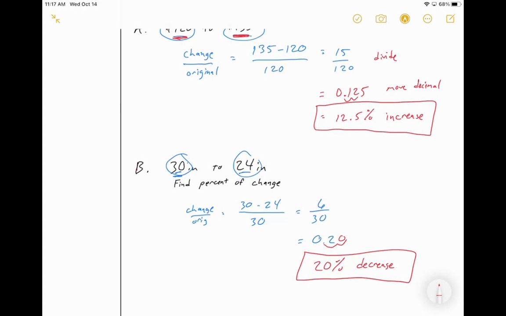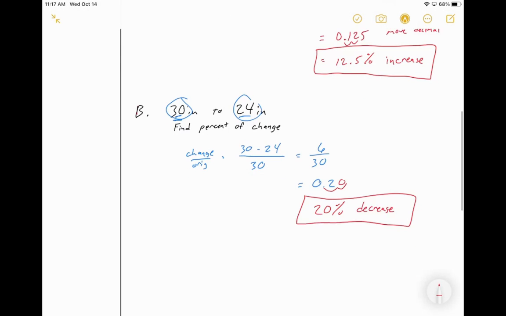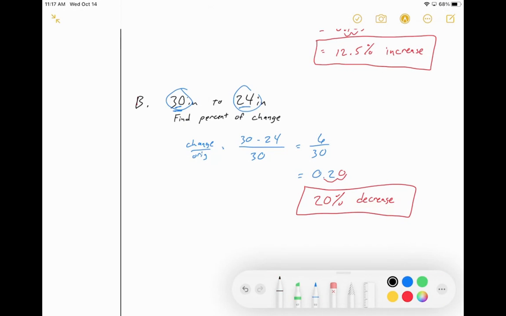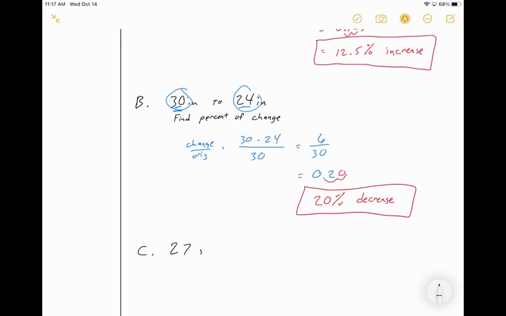Okay, let's try another one. I think you guys will start getting the hang of it with a little practice. Okay, let's say that there were originally 27 students in the class, but now there are 33 students in the class. Can you find the percent of change and state whether it's an increase or a decrease?